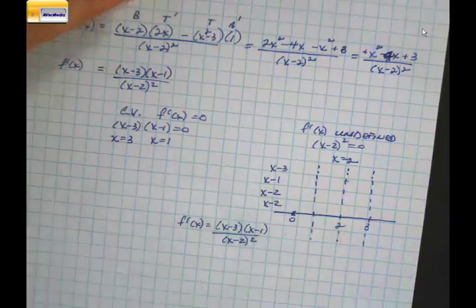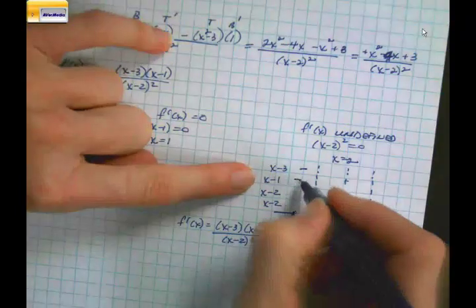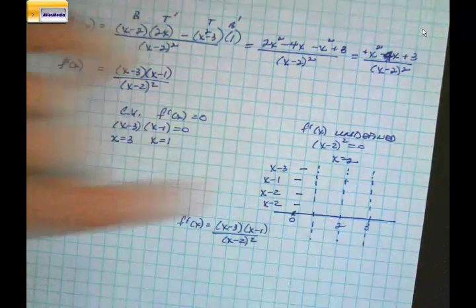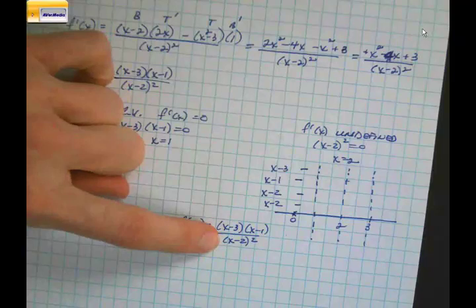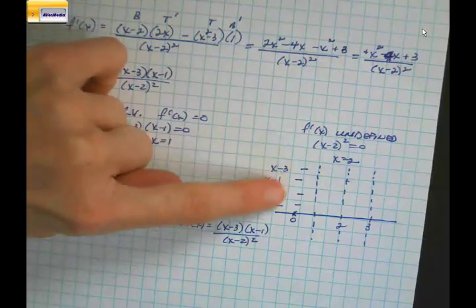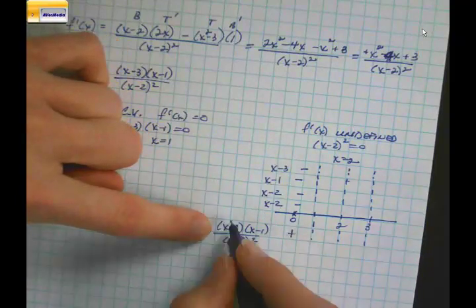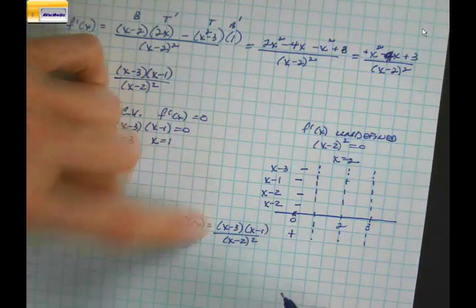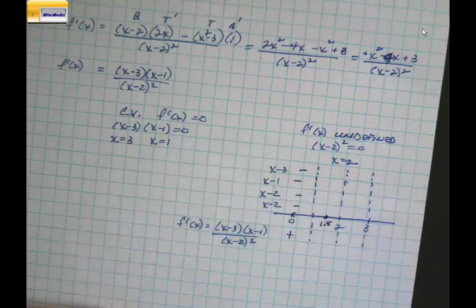Pick a test point over here, 0. 0 minus 3 is negative 3, which is negative. 0 minus 1 is negative 1, which is negative. 0 minus 2 is negative 2, which is negative. And 0 minus 2 is negative 2, which is negative. Now you have a negative times a negative on the top and a negative times a negative on the bottom. Is this going to be positive or negative? It's going to be positive, because it's a negative times a negative over a negative times a negative, which is a positive over a positive. Okay, now pick a number in here, like 1.5.